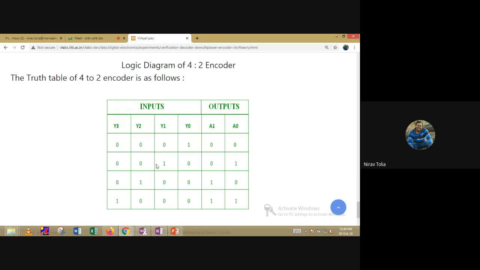In decoder, at a time only one output will be activated. All the other outputs remain inactive. So in encoder, it is the reverse. At a time only one input will be activated, and all the other inputs remain inactive.